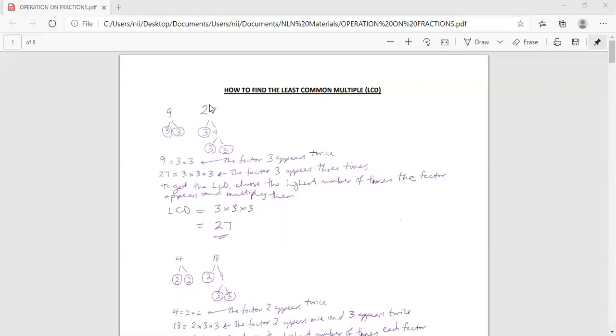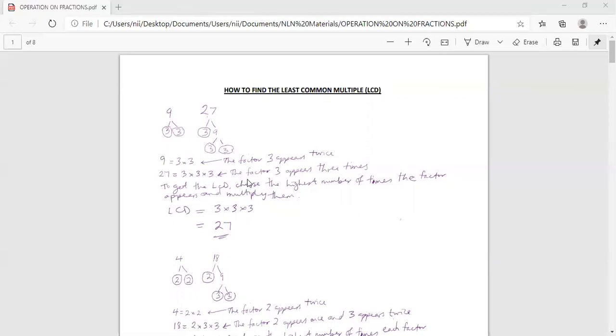Then if I have 27, the prime factorization of 27, right? If you break down to factor 3, that's the prime factorization. You can start with 3 times 9, which is 27. Then you can break 9 down again into 3 times 3, right? So 27 is made up of 3 times 3 times 3. Those are the prime factors. If you multiply this, you get 27. So that's what we have here. 3 times 3 times 3.